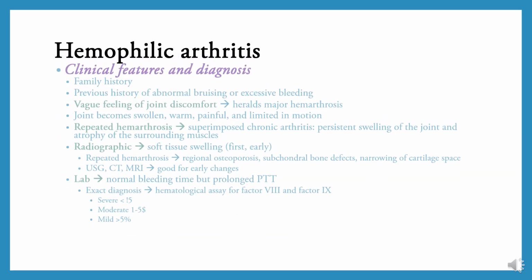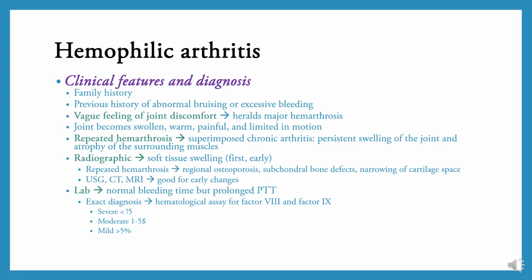Clinical features and diagnosis. We should look at the family history, previous history of abnormal bruising or excessive bleeding, vague feeling of joint discomfort, and repeated hemarthrosis. On radiographs there is soft tissue swelling. In the lab there is normal bleeding time but prolonged PTT.